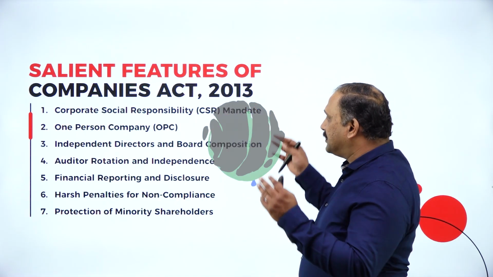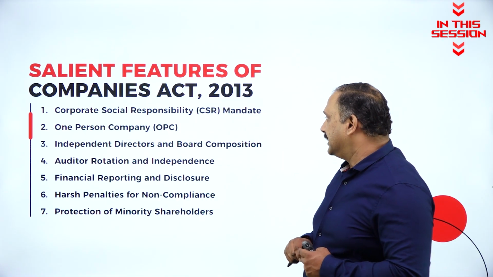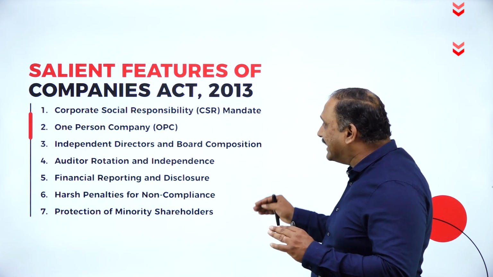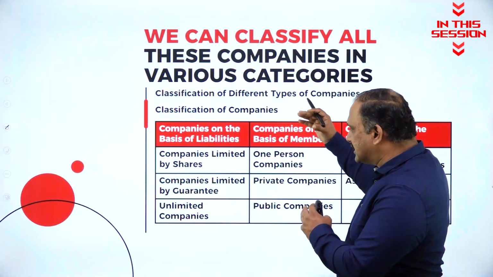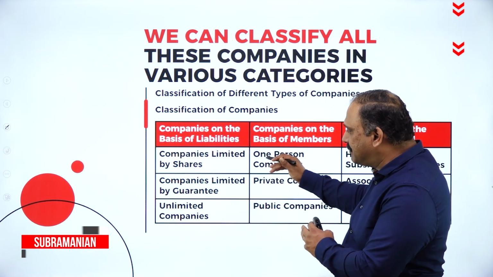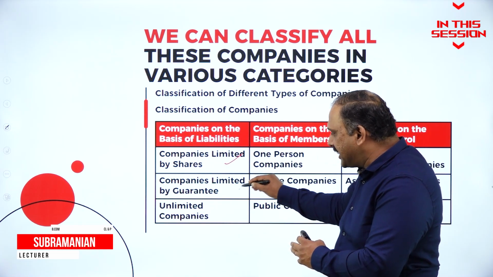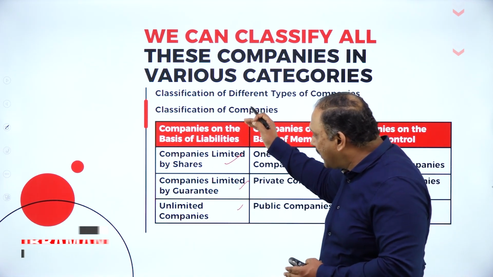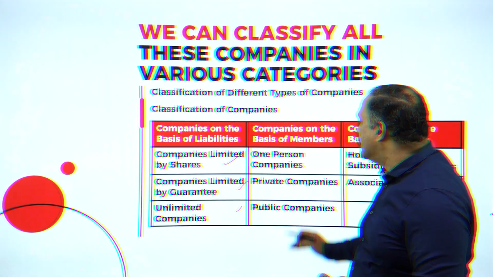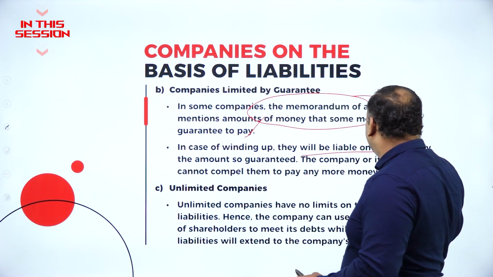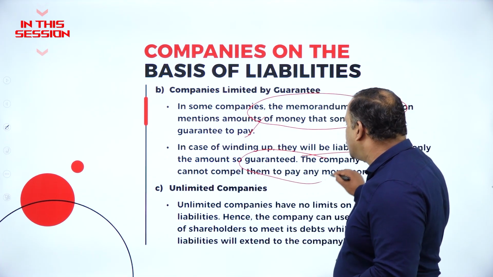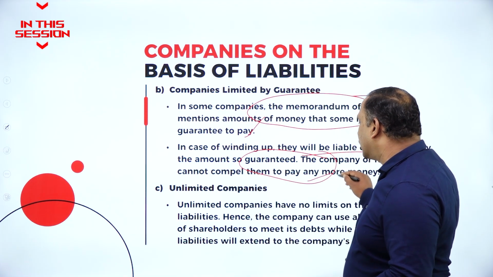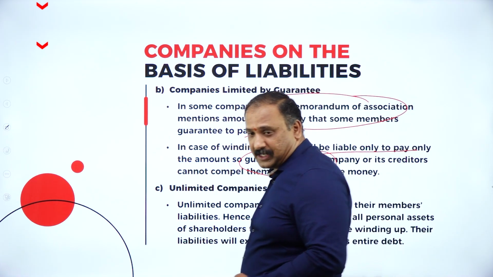Now, the salient features of the Companies Act 2013 is that corporate social responsibility has become a mandate. So this is how we are going on the liabilities basis, one which is limited by share and guarantee, unlimited. These are all the kinds of companies which will come under the liability section. So in case of winding up, they will be liable to pay only the amount so guaranteed, and the company or its creditors cannot compel them to pay any more money.